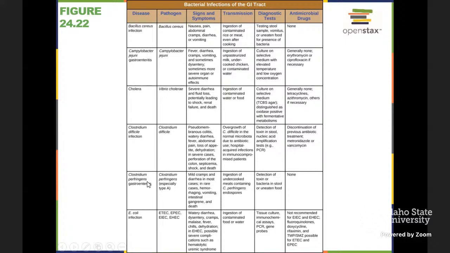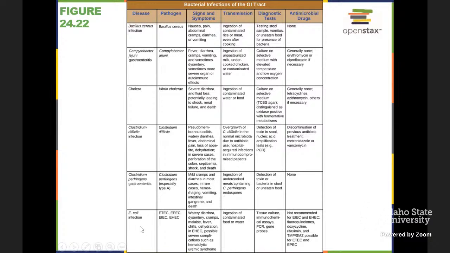Another Clostridium, perfringens, can cause gastroenteritis. This is also a culprit for gas gangrene. So just a different part of your body. Mild cramps and diarrhea, all right, in most, but it can be more severe, can cause intestinal gangrene and death, all right? So undercooked meats are the main culprits for this.